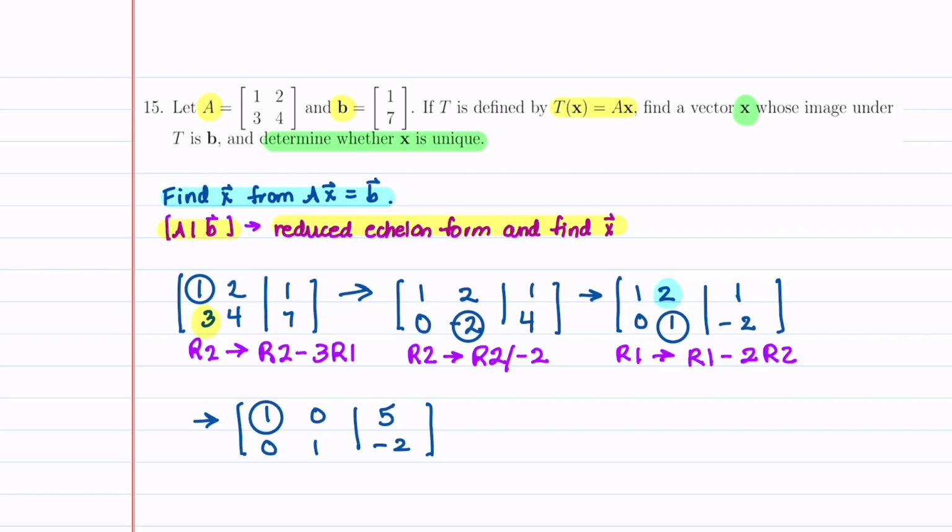Let's go ahead and circle our pivots. Those are the variables that we're going to be solving for. So our first variable is x1, and that's equal to 5. And then our second variable is x2, and that's equal to minus 2. So our vector x is equal to (5, -2). So that's our vector whose image under T is B. We have a pivot in every column, and that tells us that we have one solution, so we can conclude from that that X is unique.